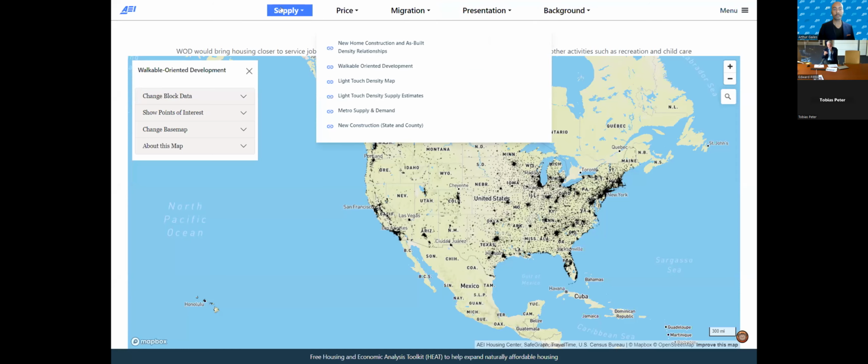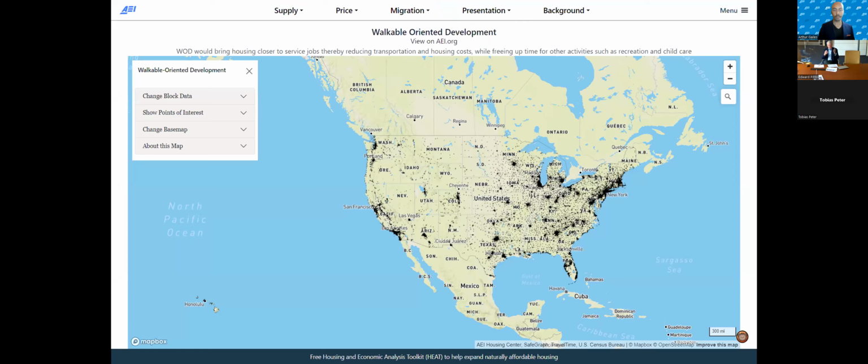So then, Arthur, this is the map. You can see the whole country's mapped out. You can zoom in anywhere you want. Next, Arthur.